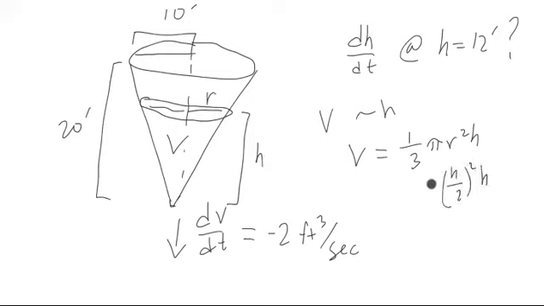Now, since we have an equation that relates V and h, that prepares us to get an equation that relates the derivatives. Notice we didn't plug in 12. We wouldn't want to do that because we want the variables completely in order to take a derivative. Otherwise, we get constants with derivative of 0. Wouldn't help us at all.